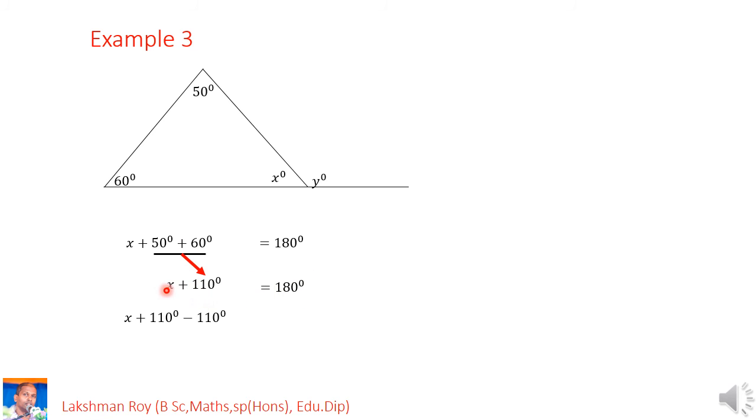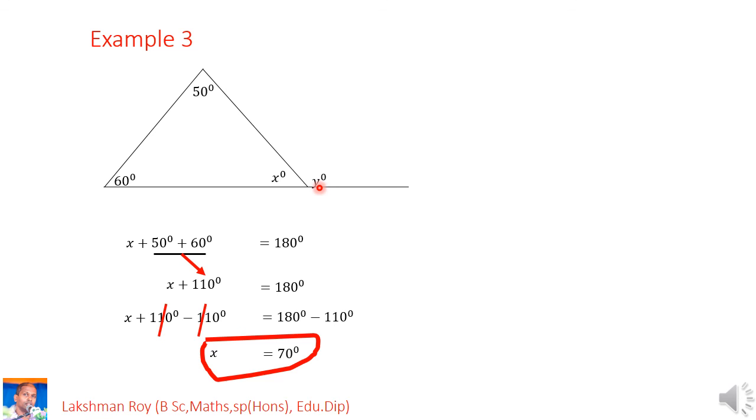Left side, x plus 110 degrees, subtract 110 degrees. Right side, subtract 110 degrees from 180. Then these two cut out, then x remains. 180 minus 110 means you get 70 degrees. So that is the unknown x, right? Then go to find the y.